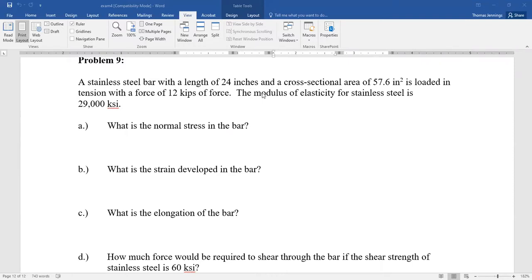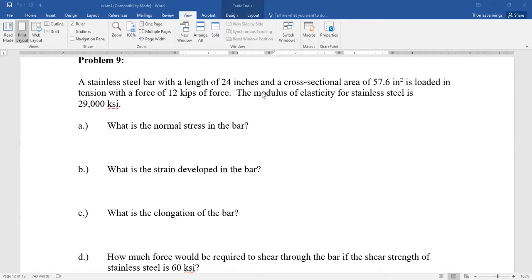The cross-sectional area, they don't tell us what the profile looks like, but they tell us the area is 57.6 square inches. So that would be what we'd see if we cut through the beam. It's loaded in tension with 12 kips of force. And the modulus of elasticity, they tell us, is 29,000 KSI.